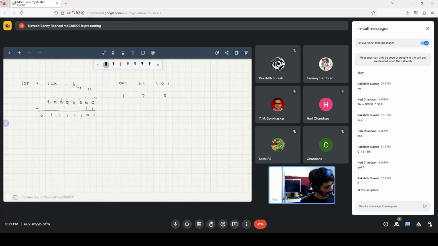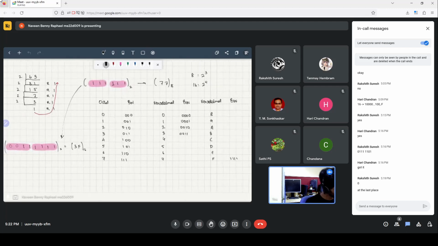So when you do the thing for hexadecimal, if you group by 4s, 0111 is 7. 1101 is... I have to fill in the table.